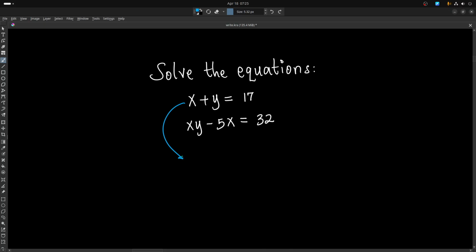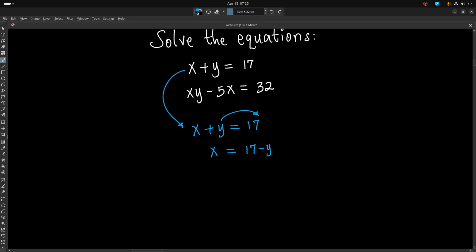So we are going to take this, and we are saying x plus y is equal to 17. To express x in terms of y, let's take this y to the right side. So on the left, we remain with x is equal to 17. When the y goes to the right side, it becomes minus y. So now we have expressed x in terms of y.